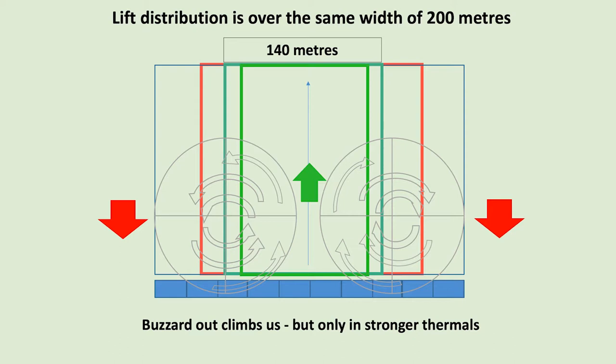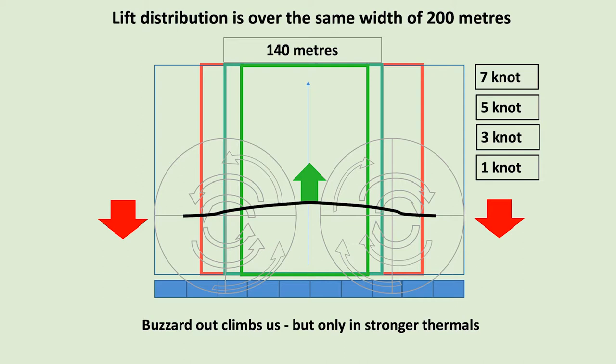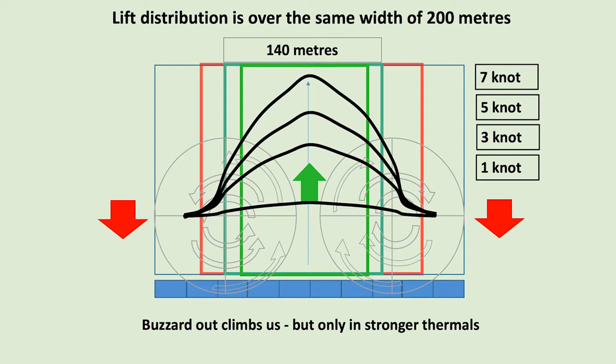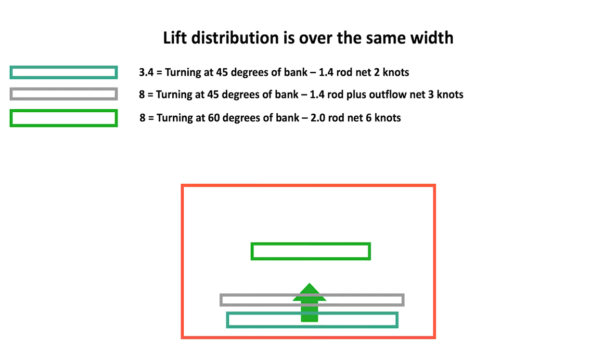When we look at lift distribution, we find that the lift distribution of strong or moderate thermals is just the same over 200 meters. So here we have our thermal of 1, 3, 5 and 7. So we can see that really we need to turn as tightly as we can with minimum height loss to achieve our best rate of climb. And it also shows why a buzzard won't outclimb us in a weak thermal, but only in stronger thermals. The lift distribution is over the same width.